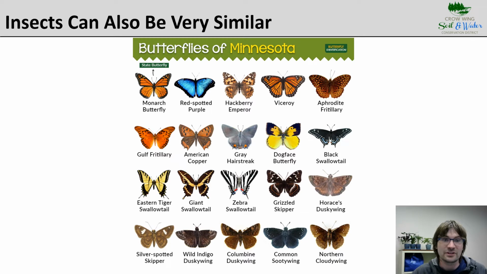Insects can also be very similar. You see all these butterflies here? Each of them has 4 separate wings that attach to its thorax. Each of them has 2 antennae coming out of the head. And if we were to look at the bottom, they would each have 6 legs connecting to their thorax.